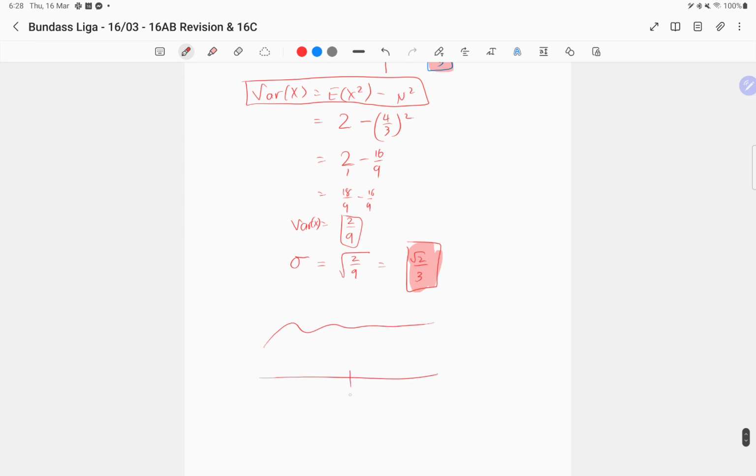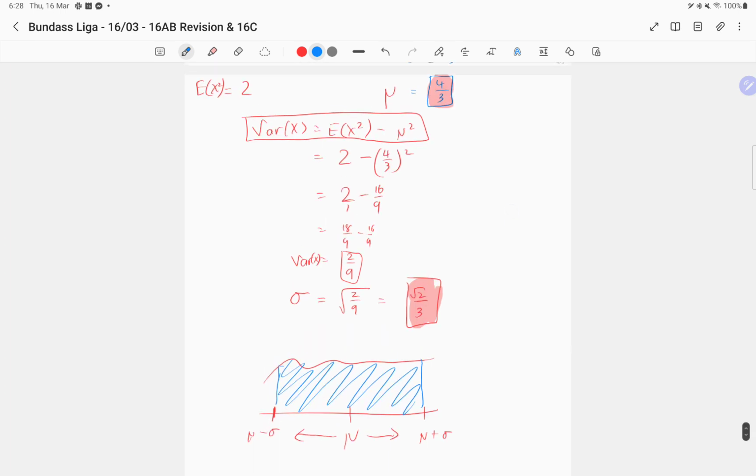let's say the mean is here. If you add 1 standard deviation, so mean plus sigma, and then you subtract 1 standard deviation, mean minus sigma, what do you think is the area between these two values? I want you guys to find the area between these two.